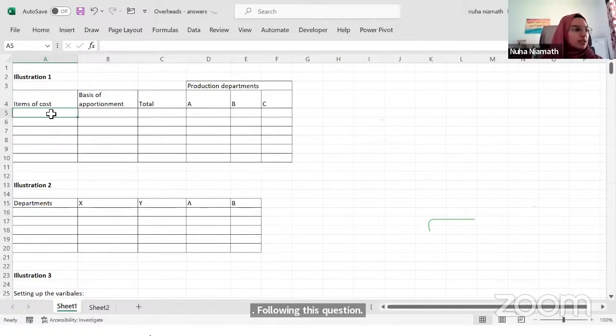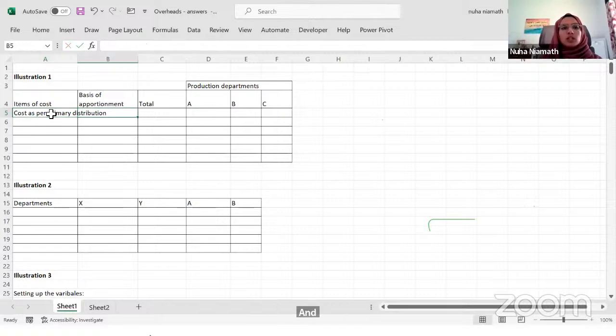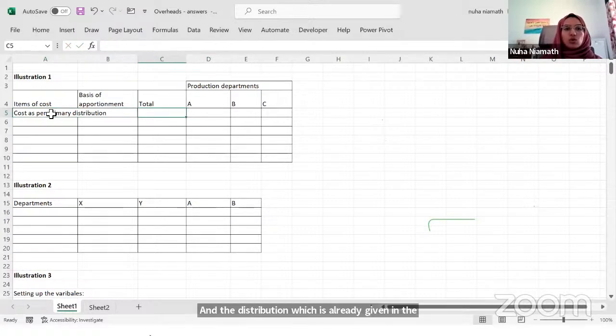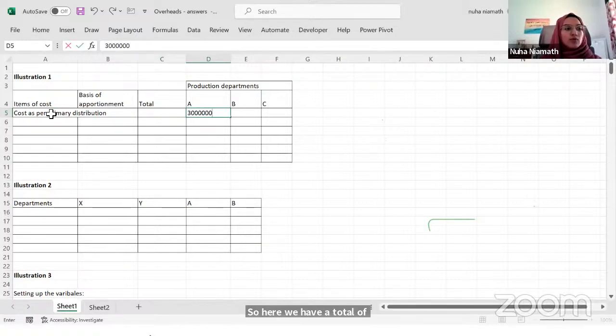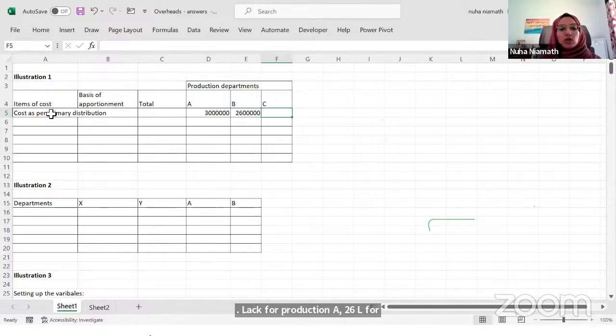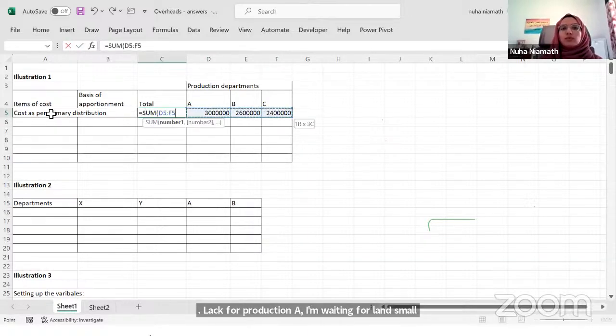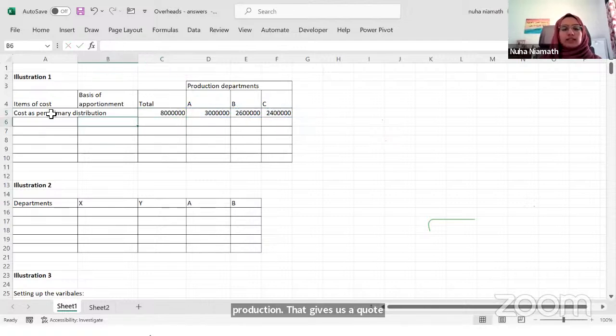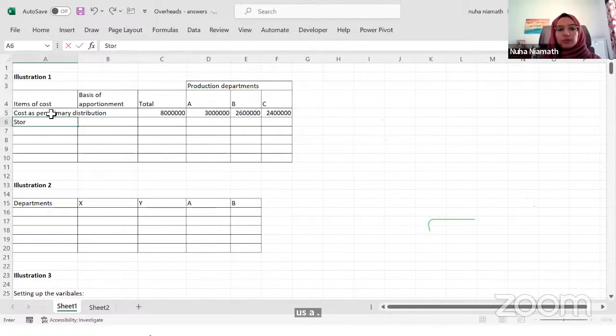So first we have the cost as per primary distribution, which is already given in the question. So here we have a total of 30 lakhs for production A, 26 lakhs for production B, and 24 lakhs for production C. That gives us a total of 80 lakhs. I hope you're solving along with me, everybody.